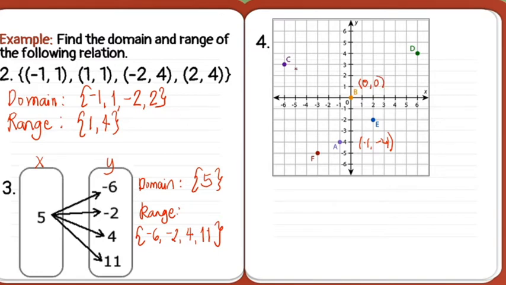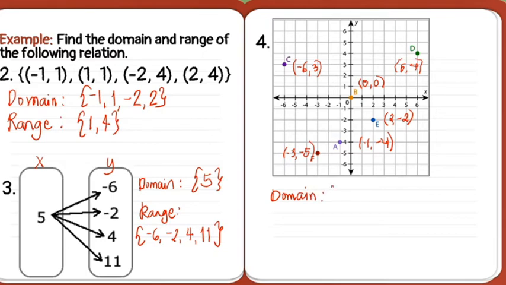Yung C natin, ito. So, nakatapat siya sa negative 6 sa x-axis at saka 3 naman sa y-axis. Yung letter D natin is 6, 4. And then yung E, we have here 2, negative 2. And then yung F natin ay negative 3, negative 5. So, nakasulat na siya. Mas madali na natin ngayong ma-identify yung domain at saka yung range.